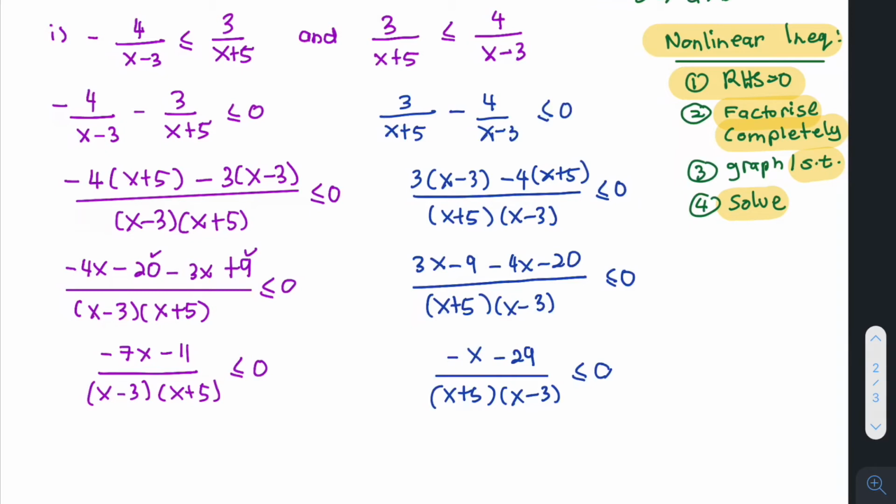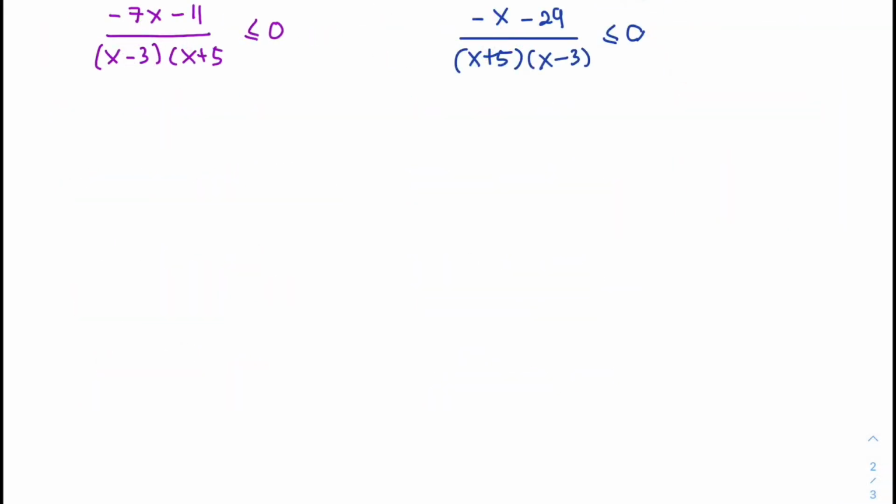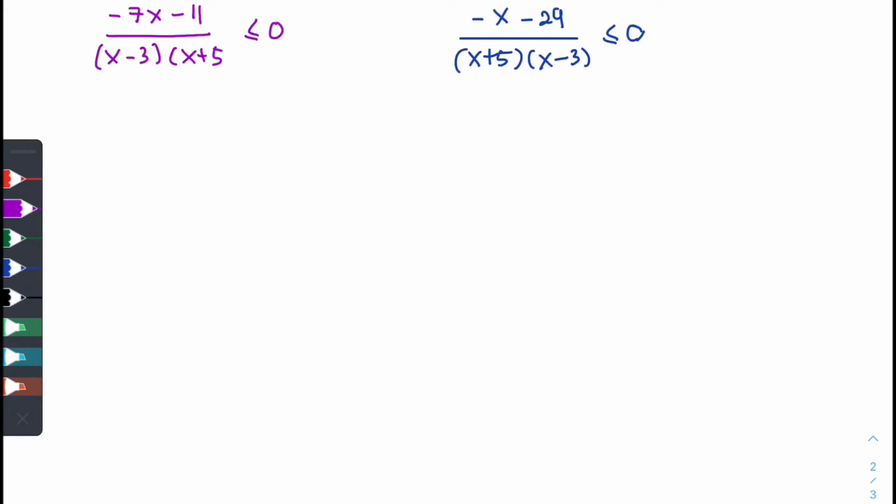Okay, then what's next that you have to do is the sign table. Now, the sign table you have to do for both parts, the first part and also the second part. First, you determine your zeros for the first and the second part of your rational inequality. The first one has -7x - 11 equal to 0, so one of the zeros is -11 over 7, and the denominator has x equal to 3 and also -5.